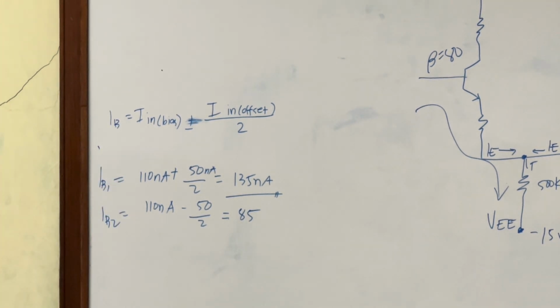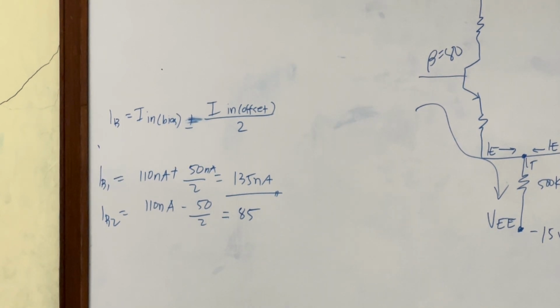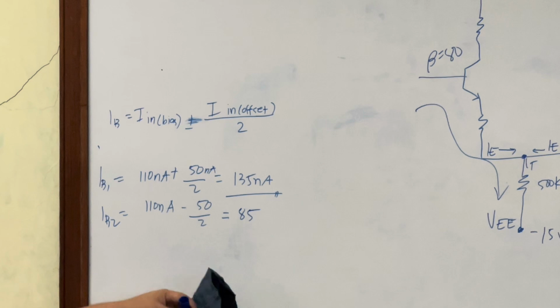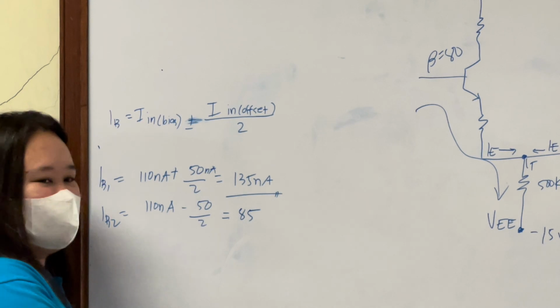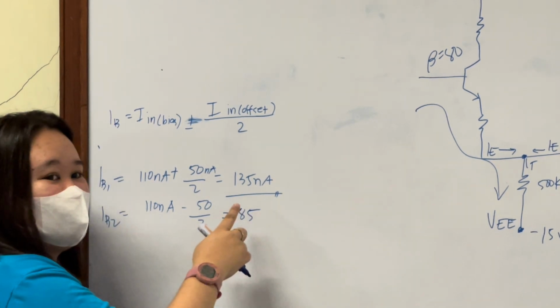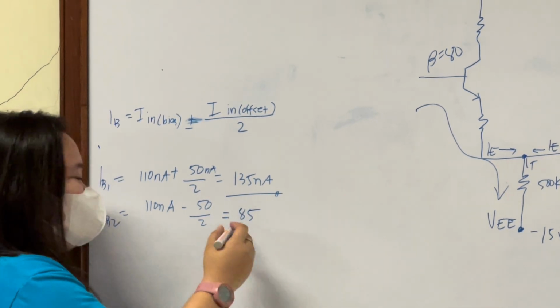Sure? 85. Ay, 95 pa. Kay 100 man. 95, miss. Kay 100 minus 15. Oh, 85. That's all right.